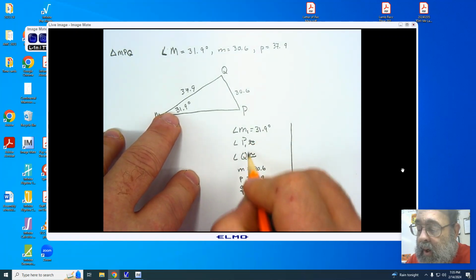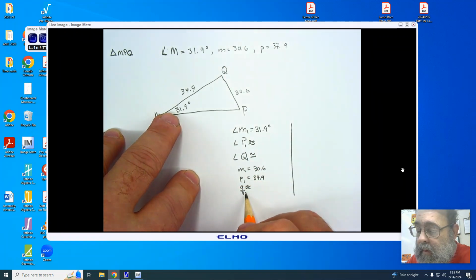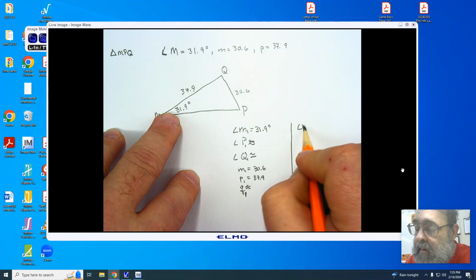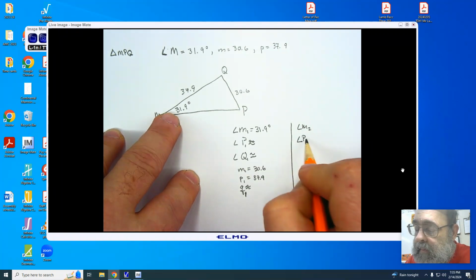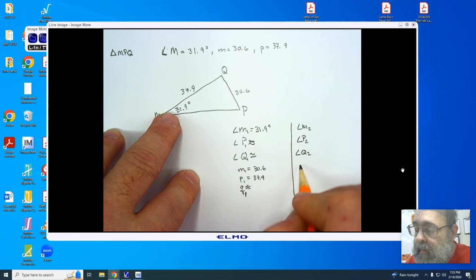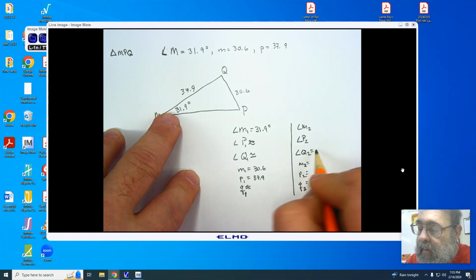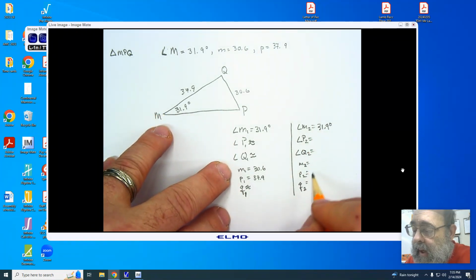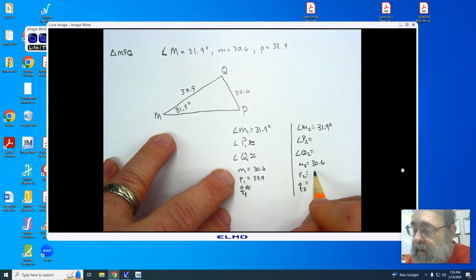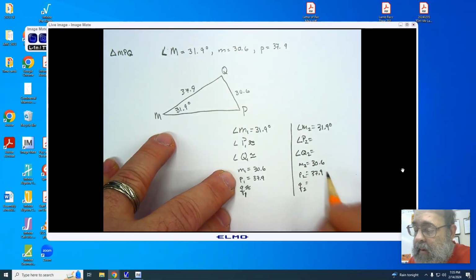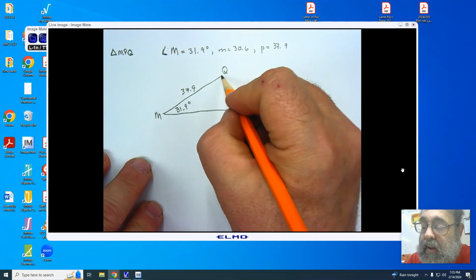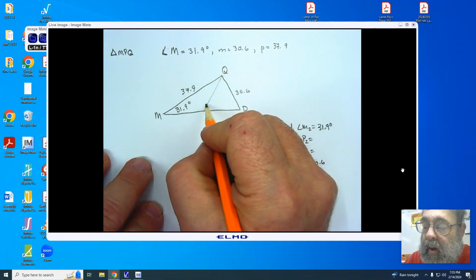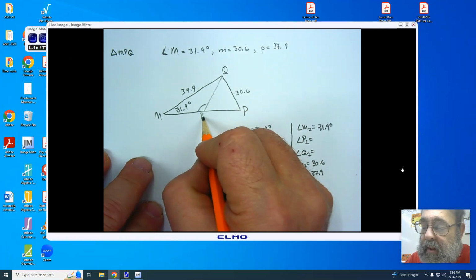These are solution 1. And then we're going to put down over here solution 2. I'm now going to repeat the information that I already have. 31.9 degrees, and we have 30.6, 37.9. Now we know we're going to be finding P first. This is the side that swings over and will allow us to find the supplement for the P2 solution.